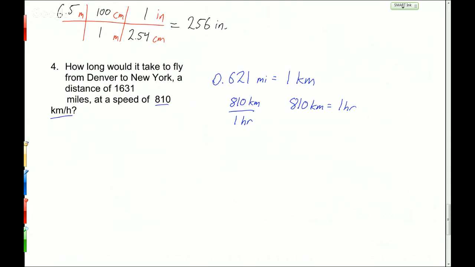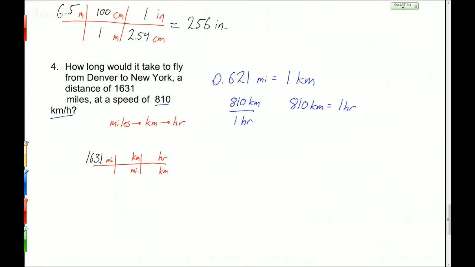So thinking about it that way, we can set it up exactly the same as the other problems and think of it as a conversion problem where we go miles to kilometers and then to hours. So miles cancels, then kilometers cancels, and then hours. Let's fill in those numbers.